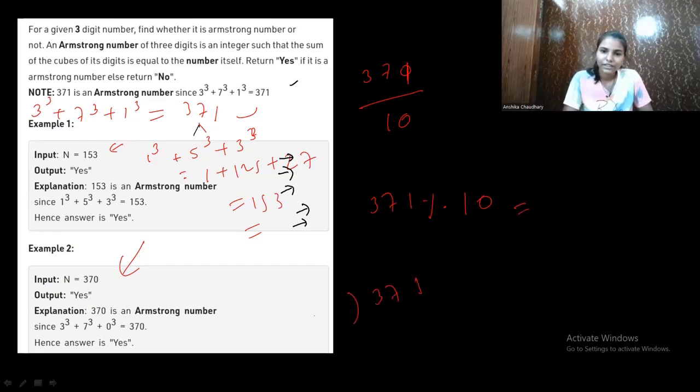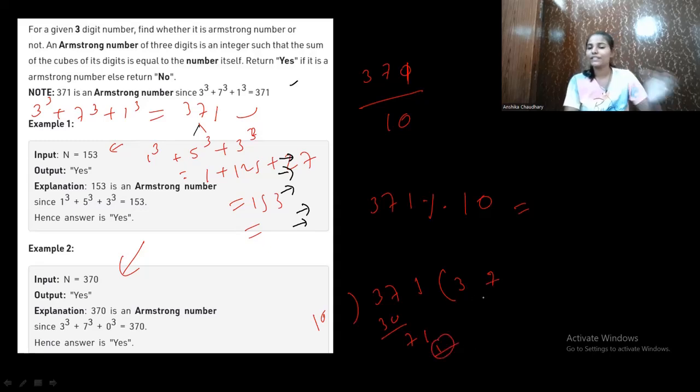If I divide 371 by 10, 10 times 3 is 30, 10 times 7 is 70, so I get 1 as the remainder and 37 as the quotient. So 1 is the remainder, and the last digit is also 1. This is how we can get our digit.